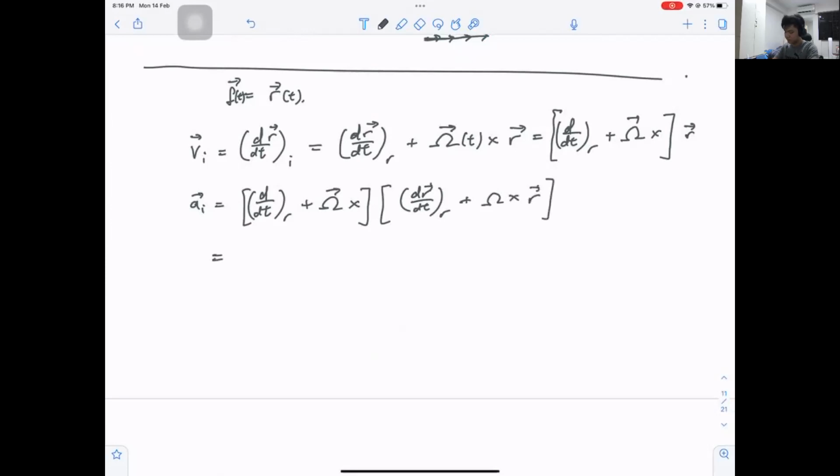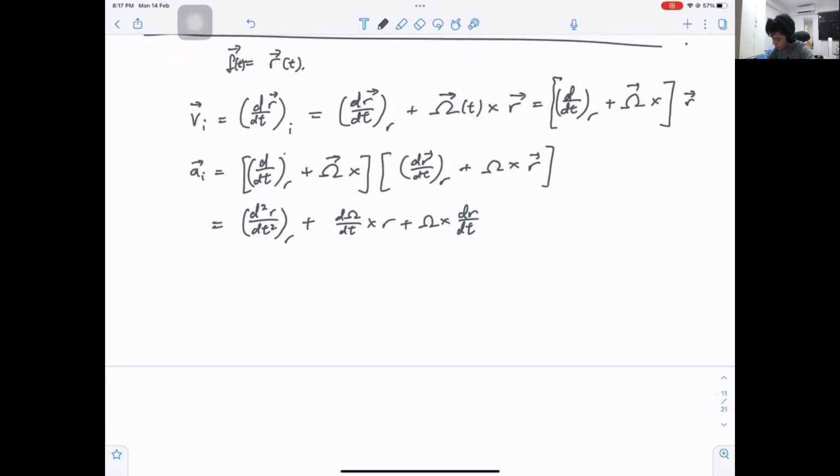Okay, so to do so, we just distribute it. The first one from the left and the first one from the right will give you d squared r over dt squared in the rotating frame. The first one from the left, second one from the right will give you d over dt of omega cross r, which you can use the product rule on to give you d omega over dt cross r plus omega cross dr over dt. And remember that all the dt's here are in the rotating frame.